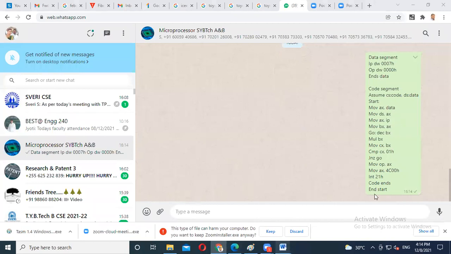So this is the program number 5th, to find the factorial of a given number.